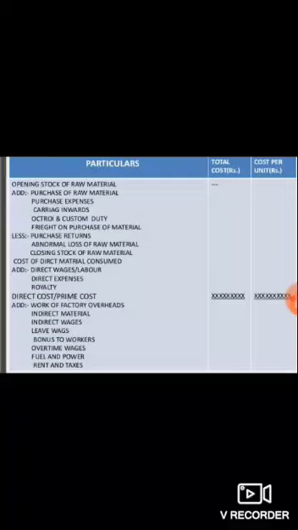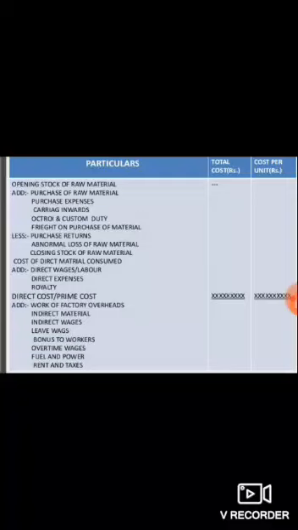After that, make a total in the inner column, and from that, less purchase returns. If a company returned any purchases, we have to deduct those purchase returns. And abnormal loss of raw material, if there is any, like theft, fire, or accident, any such loss of raw material should be deducted from the raw material.